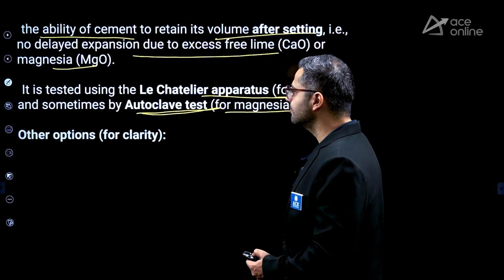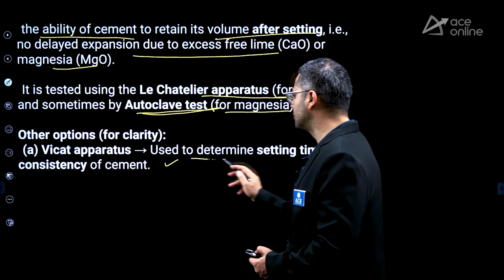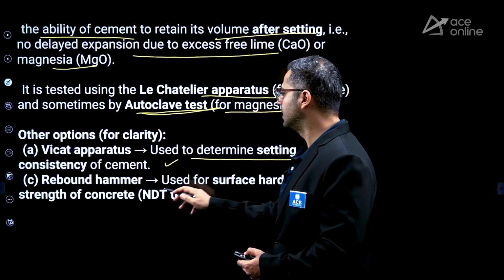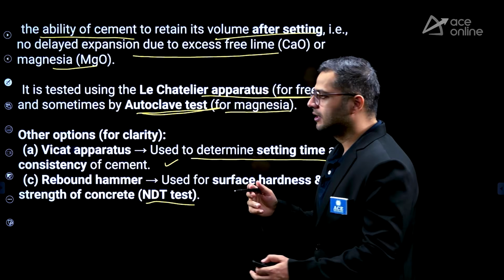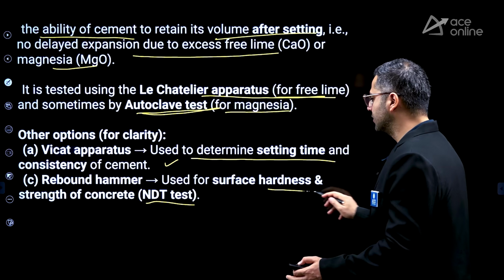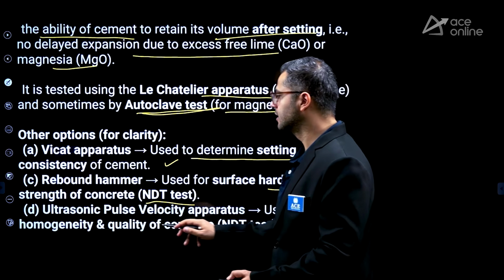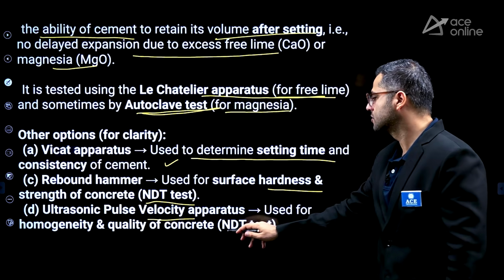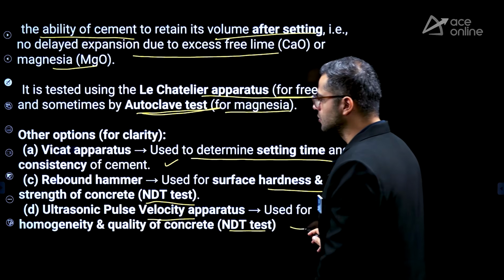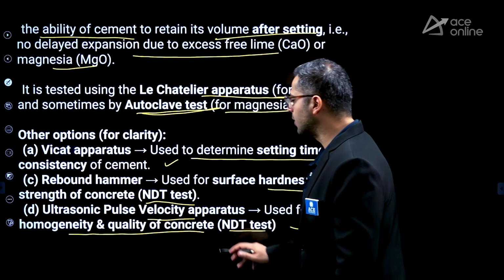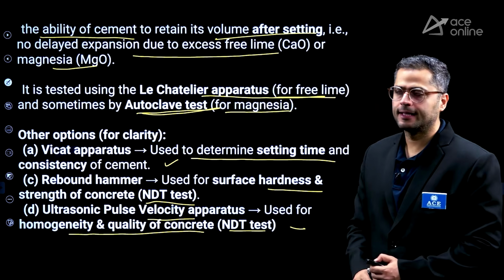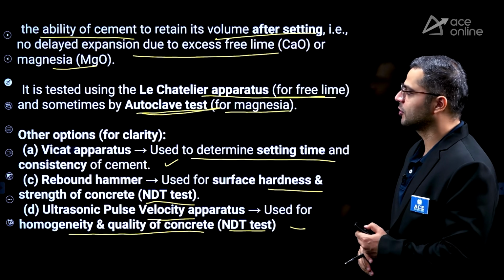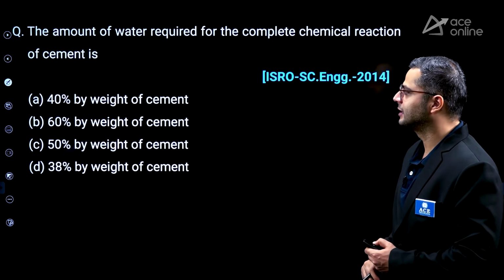What are they? So Vicat apparatus is used to determine the setting time and consistency of the cement. After that, the rebound hammer test is a non-destructive test used for the surface hardness and strength of concrete. And also the ultrasonic pulse velocity test is also a non-destructive test used to check the homogeneity and quality of concrete, right? So these are some other options for your basic revision. You can just check it out in your free time as well.